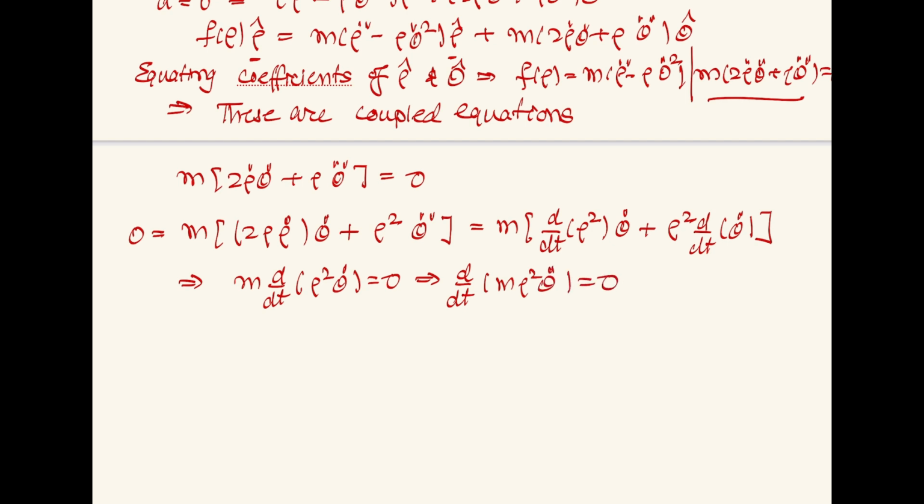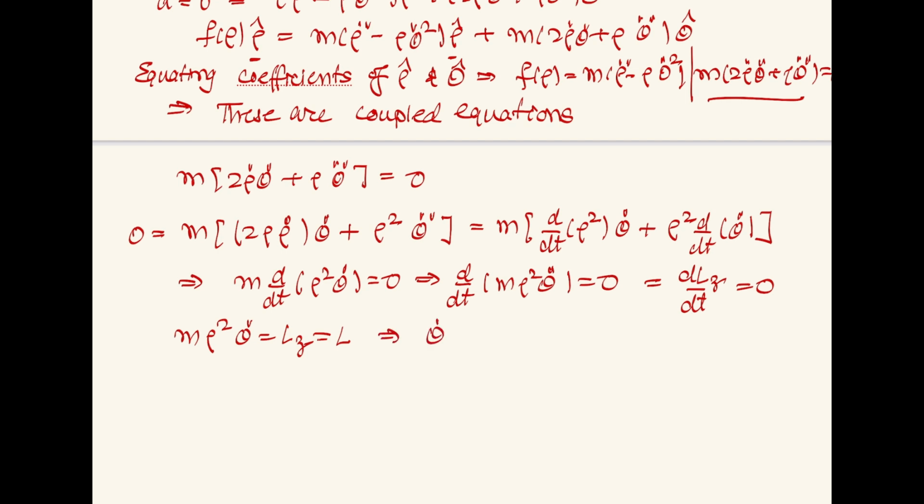But I know what m rho squared theta dot is. What is it? Angular momentum. So this is nothing but just equal to dL by dt, or I can say dLz by dt, and that is equal to 0. Is that right? So therefore I must have m rho squared theta dot should be equal to Lz, or I'm just going to call it as L.